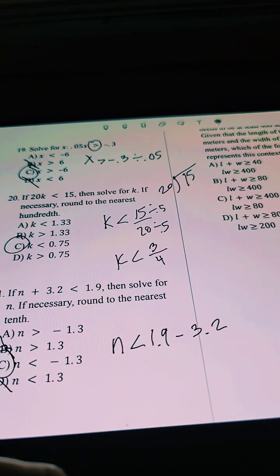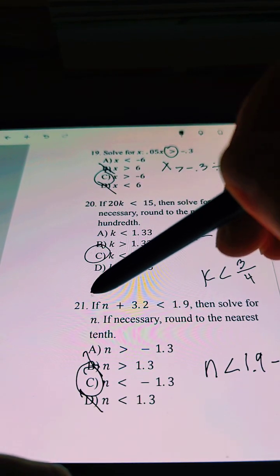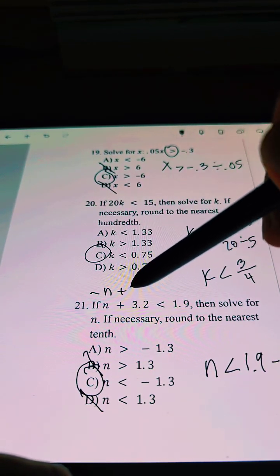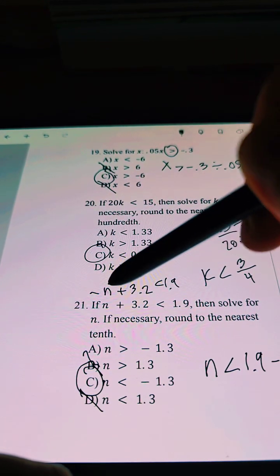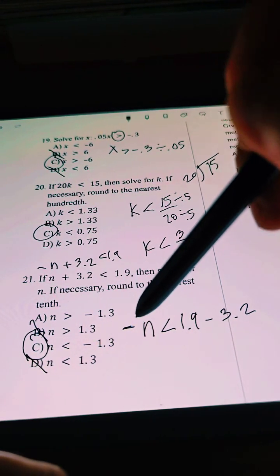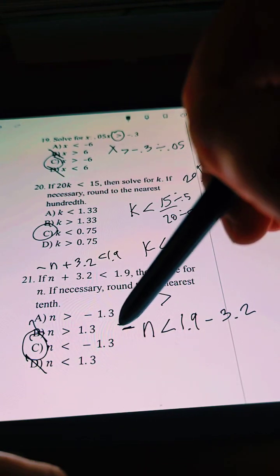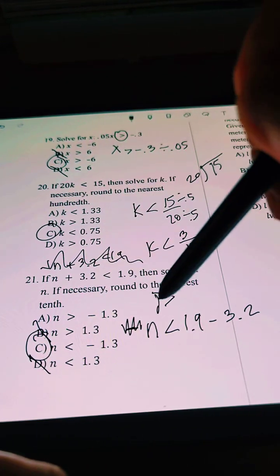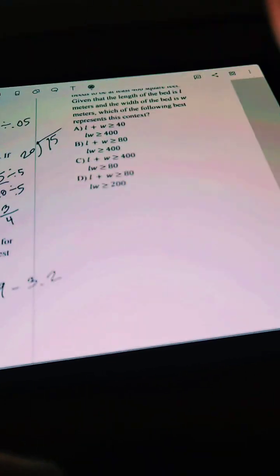So when will it be greater than? It would be greater than if, for instance, this was negative n plus 3.2 is less than, if they had a negative in front of it, and then you did this, but there was a negative right there, and you had to divide by a negative, then the inequality symbol would change. That's when that would happen. Or if it was already like that, maybe it started like this instead. So it just depends on the context.